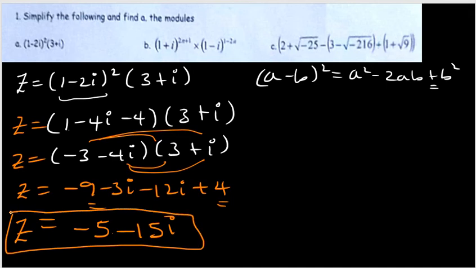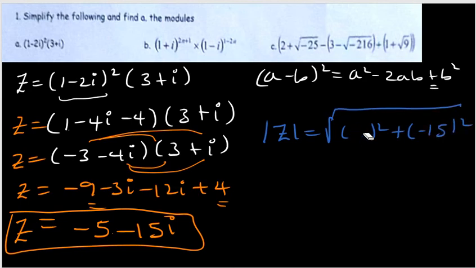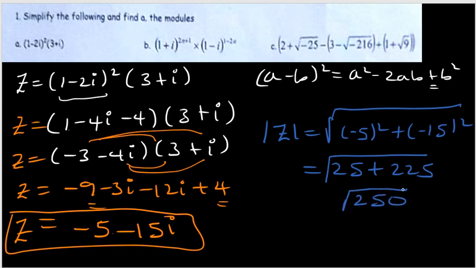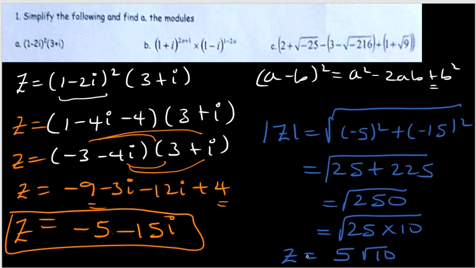But we are not asked only the simplest form, so we need to find also the modulus. The modulus of z will be the square root of the square of each component: negative 5 squared plus negative 15 squared, in the square root. This will be 25 plus 225. When you add it, it is 250. But 250 can be written as 25 times 10, and it can be condensed and written as 5 square root of 10. This is the modulus of z.